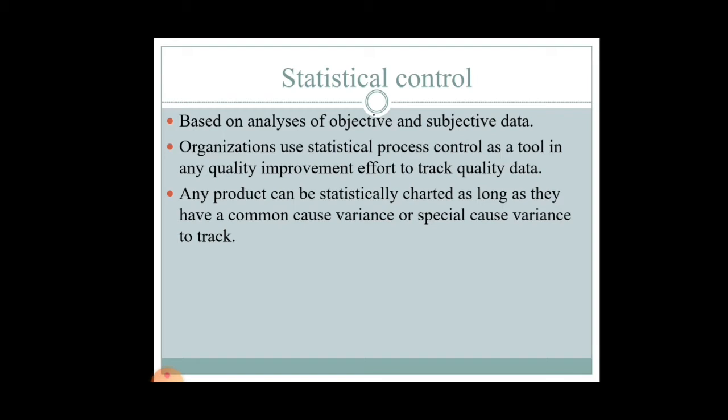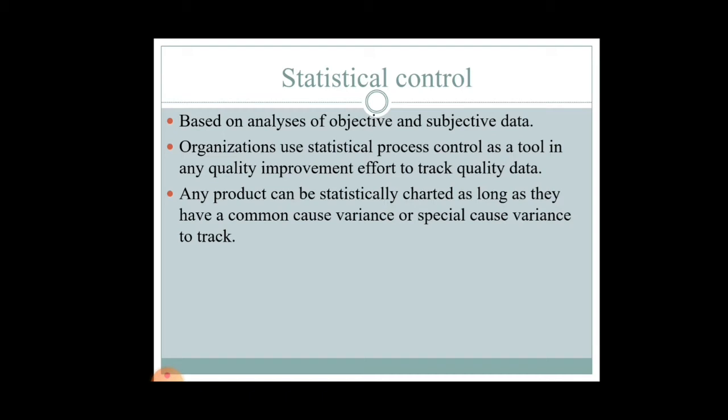Organizations use statistical process control as a tool in any quality improvement effort to track quality data. Here we are working on the trend based data. Like our first product manufactured is having assay of 99%, while our specification limit is 95 to 105. Second batch produced is 100%, and continuously it is getting 99, 100. At some point we are getting 96, it means our product is approaching the lower limit. So we can investigate it, and we can make corrective actions or preventive actions so that it will not happen again in the future.